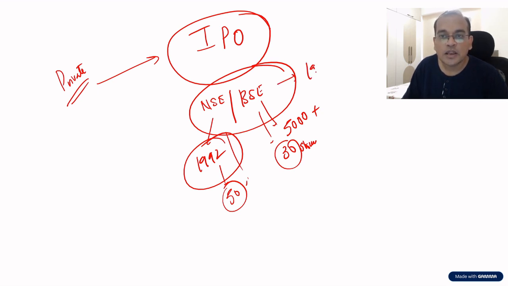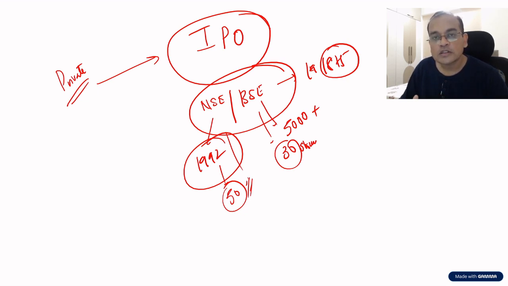BSE was established in 1875. This is one of Asia's oldest stock exchanges. In fact, the liquidity is increasing in BSE as well, and now the NSE as well. The NSE is highly liquid. So these are the 2 exchanges we have, and now probably there are talks of going on to revive the Kolkata Stock Index as well. That we need to see.